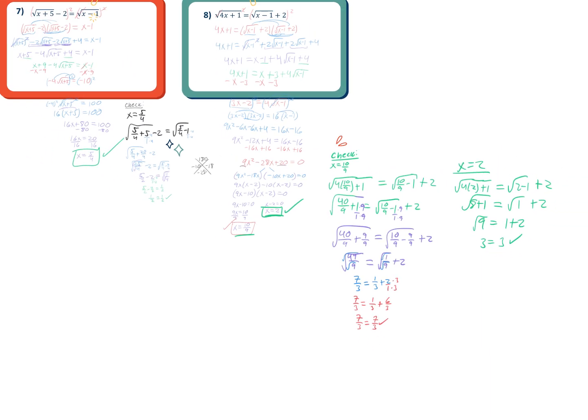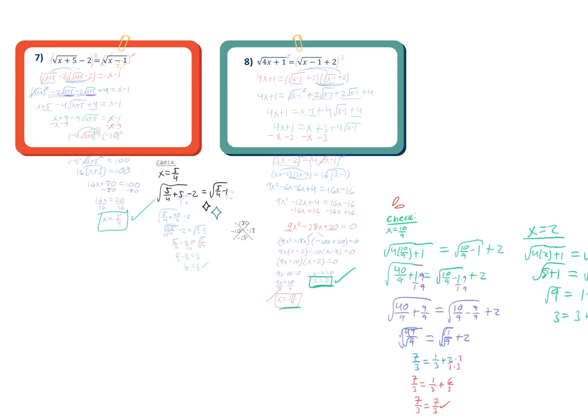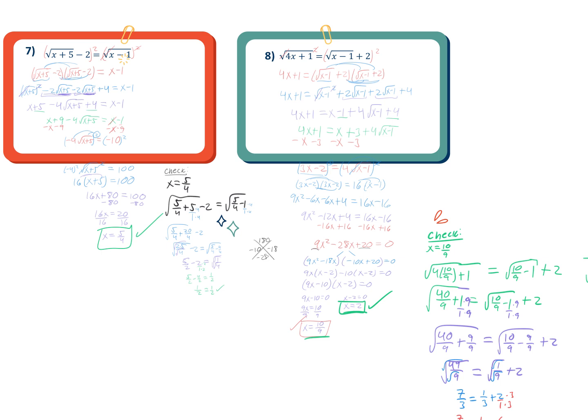Again, very tedious. You can see the amount of work that's required for this problem. But it's the same process as always. Get the radical by itself, square both sides, and then repeat that process until there are no more radicals.